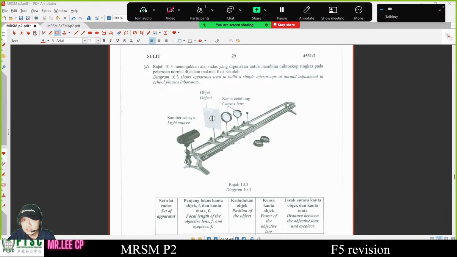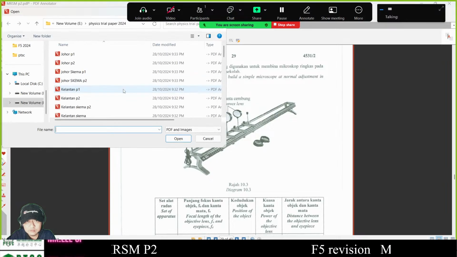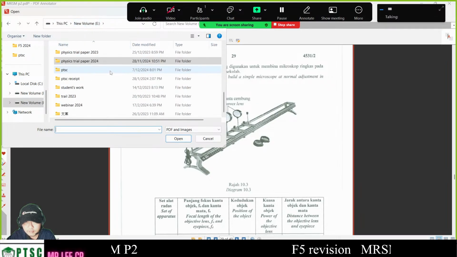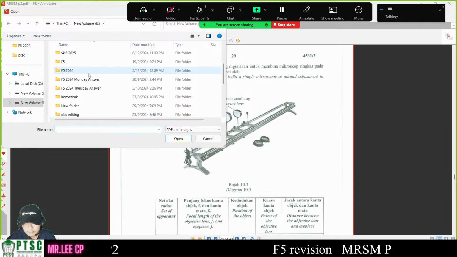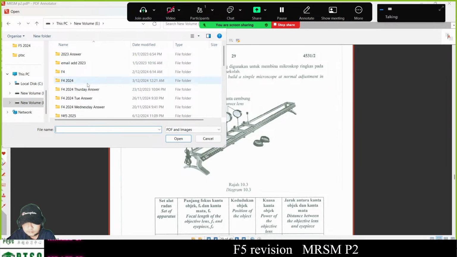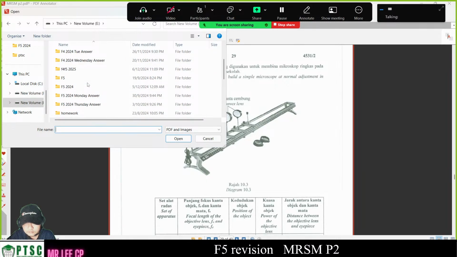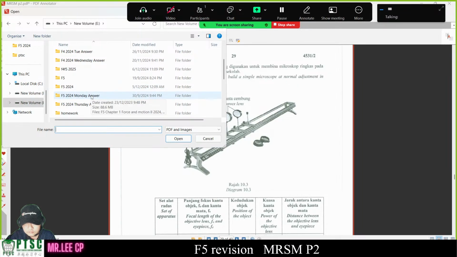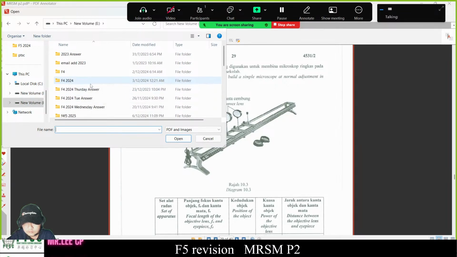This one in my notes, okay, I go and put it. Wait, Form 4.